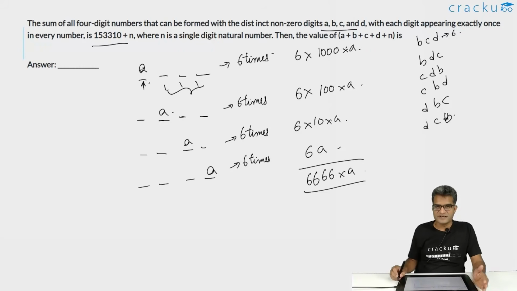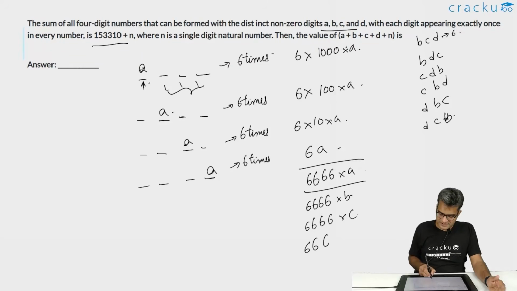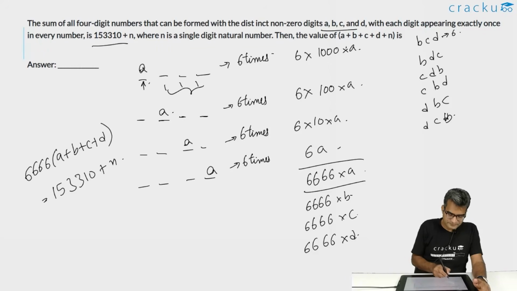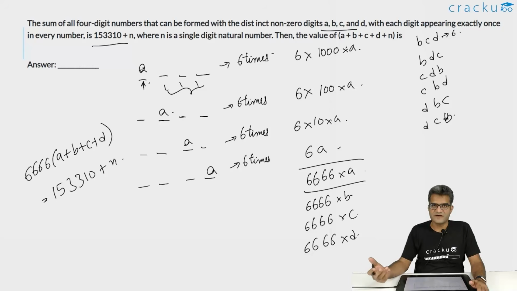The total similarly that is contributed by b is 6666 into b. The total that is contributed by c is 6666 into c. And the total that is contributed by d is 6666 into d. So the total sum of all the 4-digit numbers is 6666 into a plus b plus c plus d. This we are told is 1,53,310 plus n. Now we have to figure out what is the value of n.